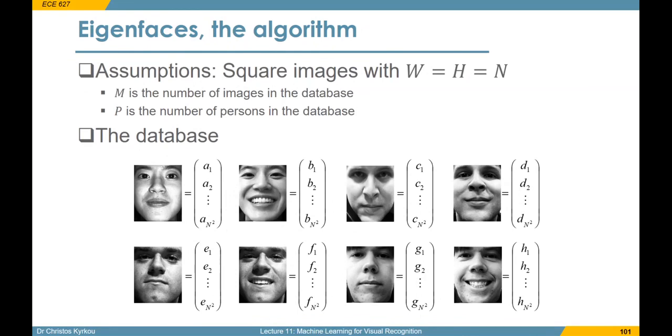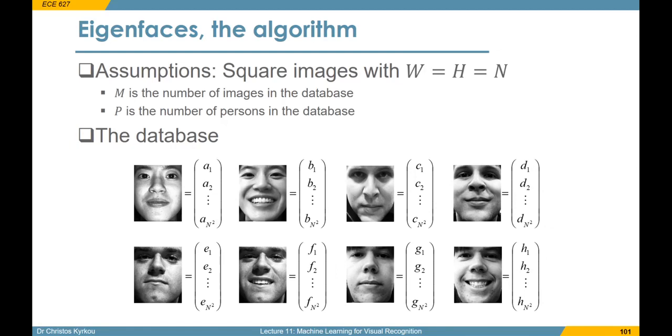So the EigenFaces algorithm assumes a square image. So we have an image of height and width equal to n. We have m training images, and p is the number of persons. So each person has a number of images associated with it. These pictures constitute our training set, and we assume that they have been taken under the same lighting conditions and are normalized so that the eyes and mouth lie more or less in the same area for all the images.